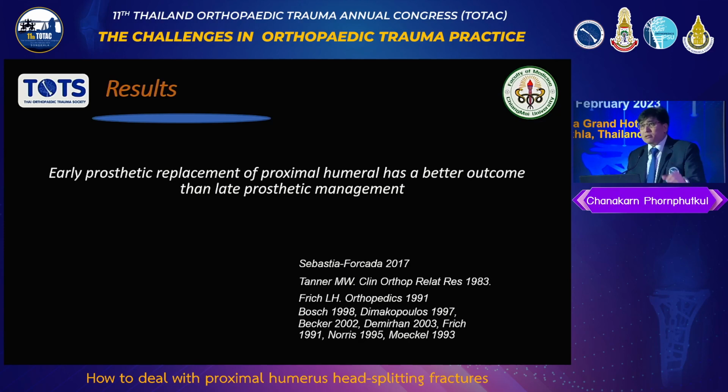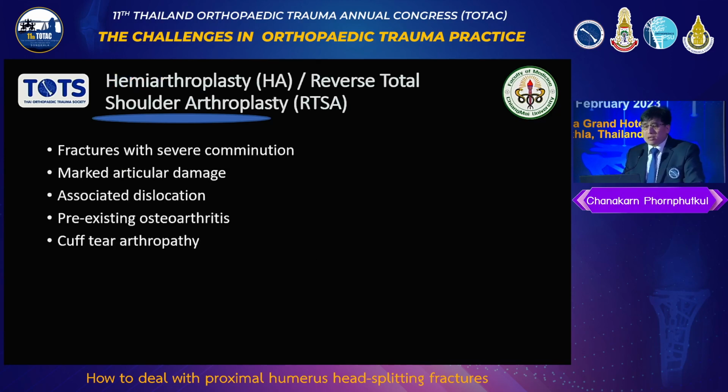So your job is to choose who are the candidates for shoulder replacement or who are the candidates for fixation. Not just go for fixation, not just go for the replacement. So the replacement is proper in the patient who has severe comminution, marked articular damage, associated dislocation, pre-existing osteoarthritis or cuff tear arthropathy like our patient had before.